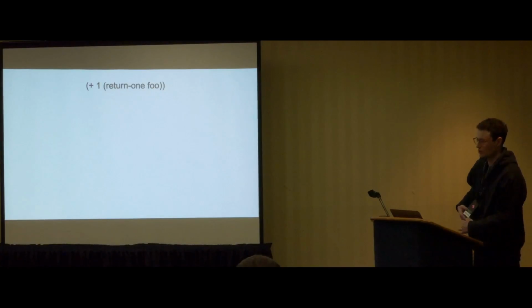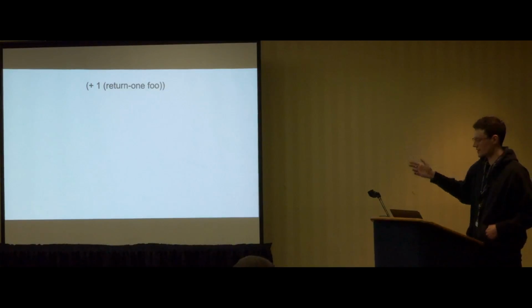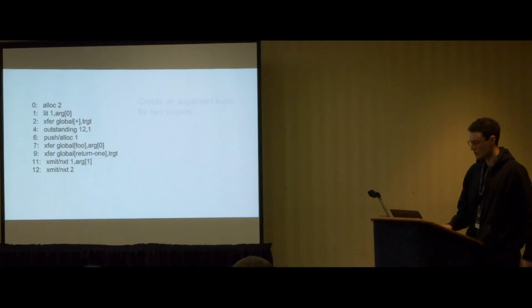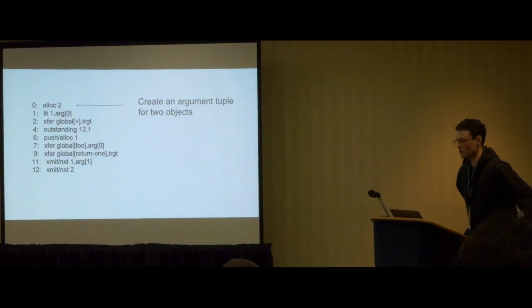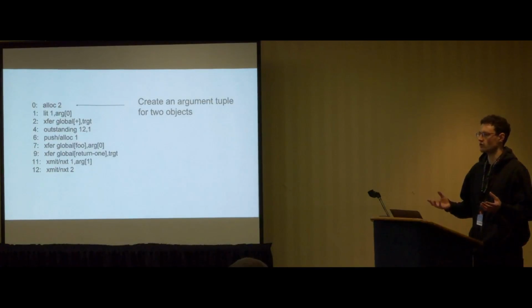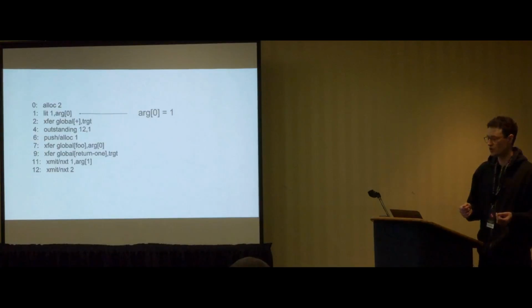Okay, so now that we know some of the basics, we can look at what our example compiles down to, and it compiles down to this bytecode. I'm going to walk you through the bytecode now. alloc 2 just creates an argument tuple which can hold 2 objects, and as you might have guessed, we need that to hold the 2 integers we want to add together. In the second step, we just put 1 into the first position of the argument tuple.